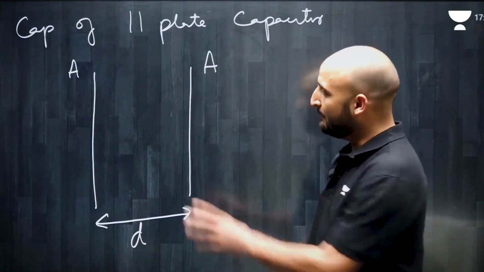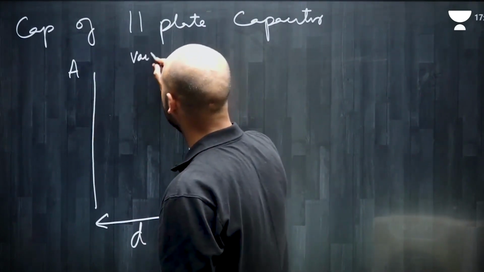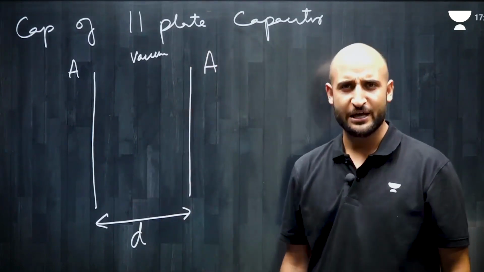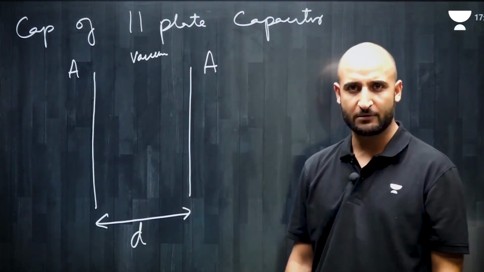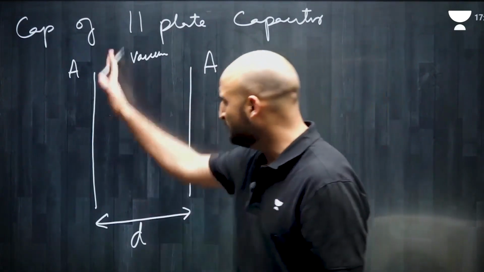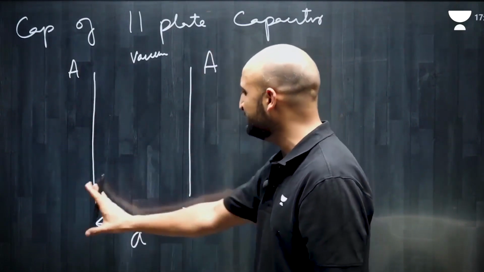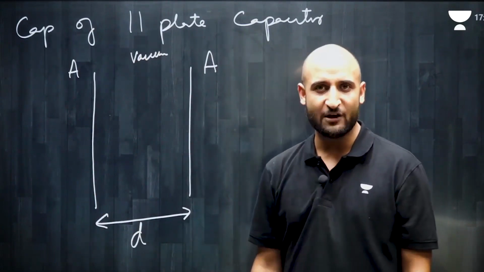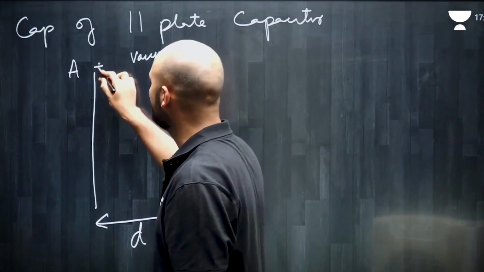The medium between the two plates is, let's say, vacuum, or free space, or air, because the behavior of vacuum and air is almost the same. So you have two plates, area of the plates is A, distance between the two plates is D, and the medium between the two plates is vacuum. Suppose that I give charge plus Q to this.